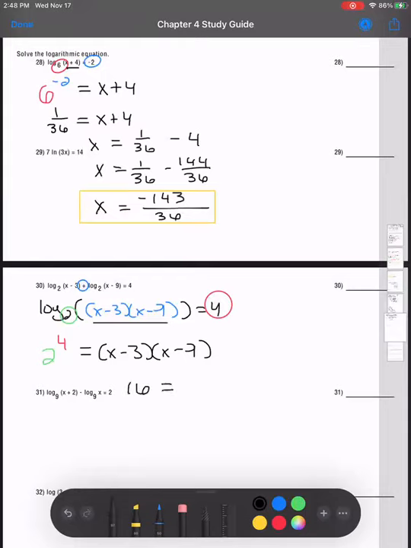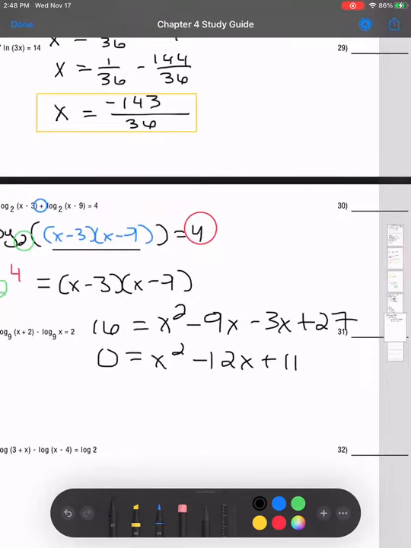So we have 16 equals, and then you're just going to multiply out the right side. So you have x squared minus 9x minus 3x plus 27. And then we can go ahead and combine like terms. So we are going to have 0 equals x squared minus 12x plus 11, which you can then factor into 0 equals x minus 11 and x minus 1.